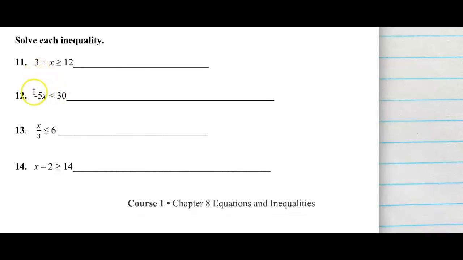For numbers 11, 12, 13, and 14, you're solving the inequality. Very similar to what we've been doing, similar to the examples that we talked about previously on this video. One thing I'd like to point out is that please be careful when you multiply and divide with negatives, the rules change just a little bit. So please go back and look in your book for what happens with that.